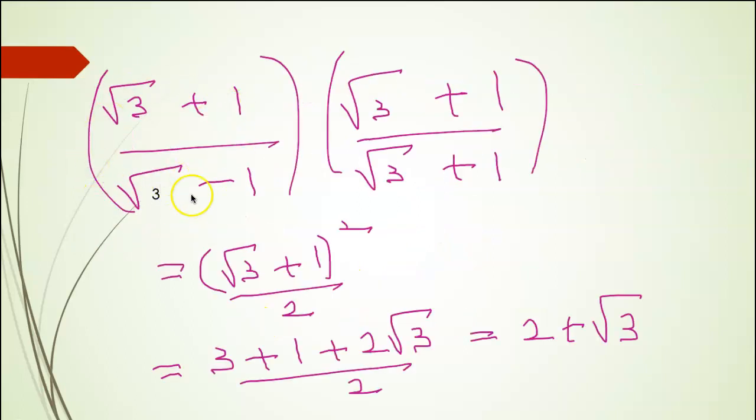So you have root 3 plus 1 by root 3 minus 1. When I rationalize, you multiply and divide by root 3 plus 1. So I get root 3 plus 1 the whole squared by a minus b into a plus b, that is 2.